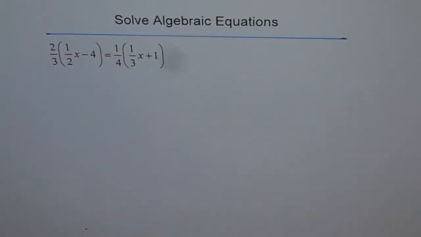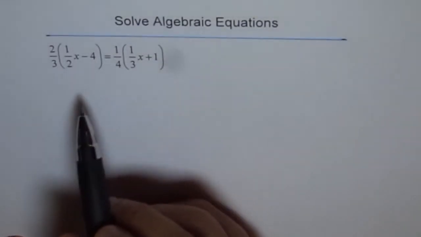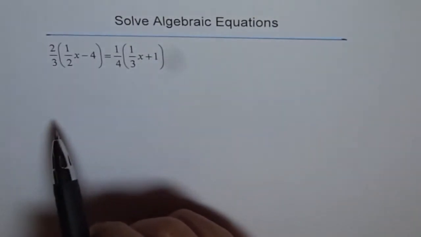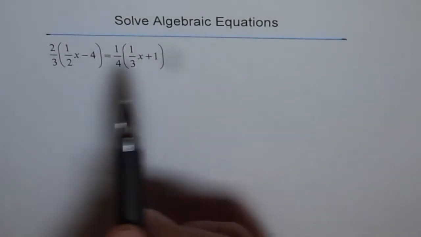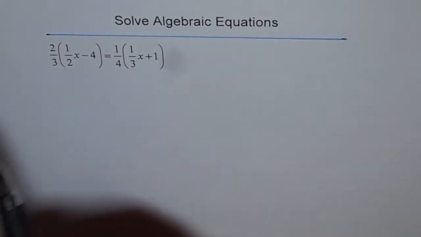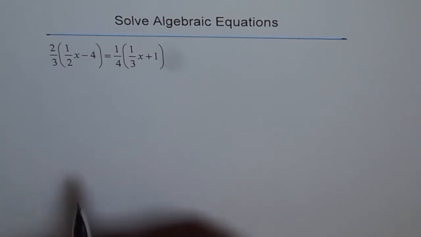Solve algebraic equations. Now here we have an equation with a lot of fractions in it, right? Now how will you do it? The best thing is to find the lowest common multiple, multiply with that on both the sides to get rid of fractions. So our policy is to get rid of fractions, okay?